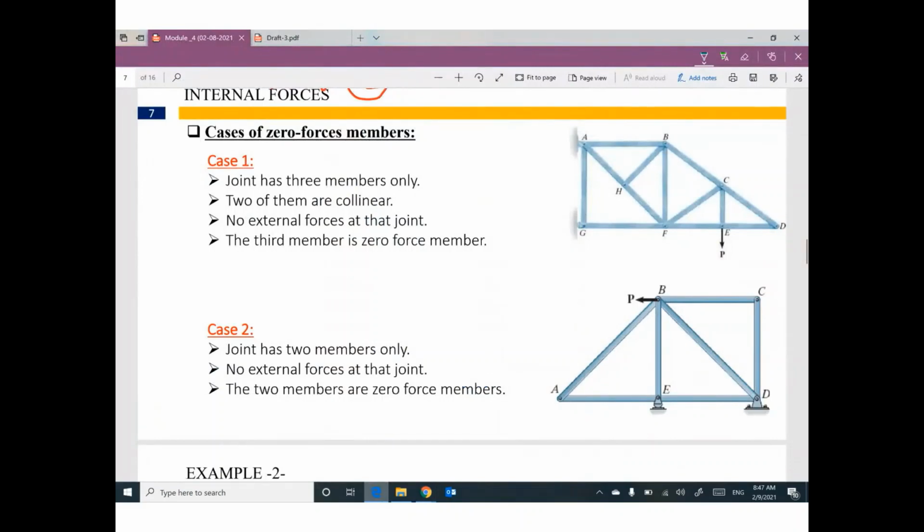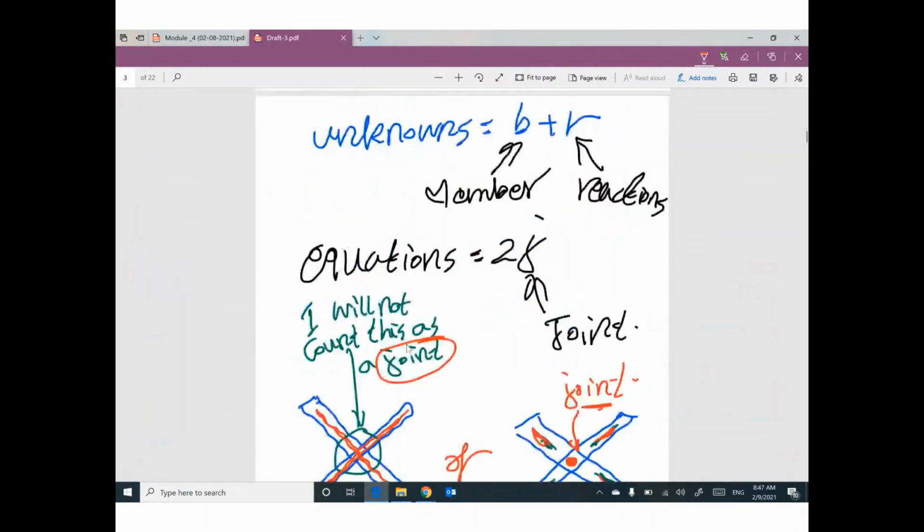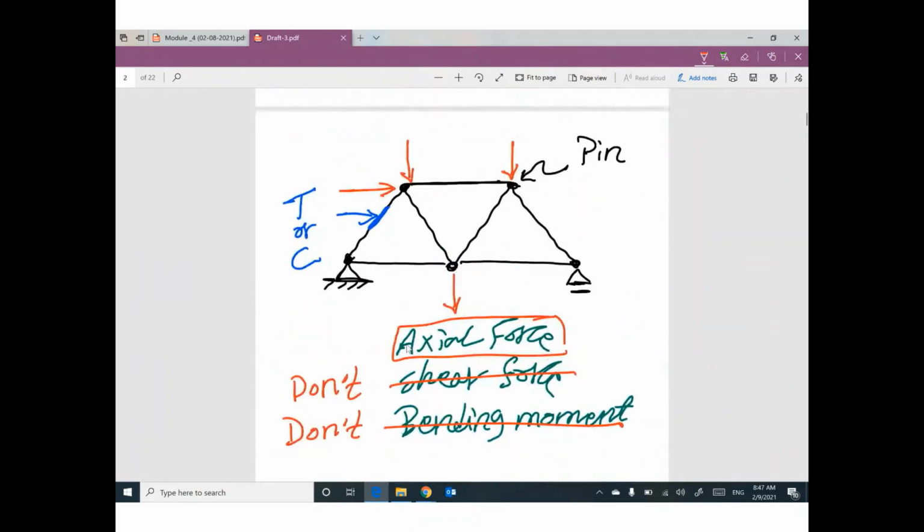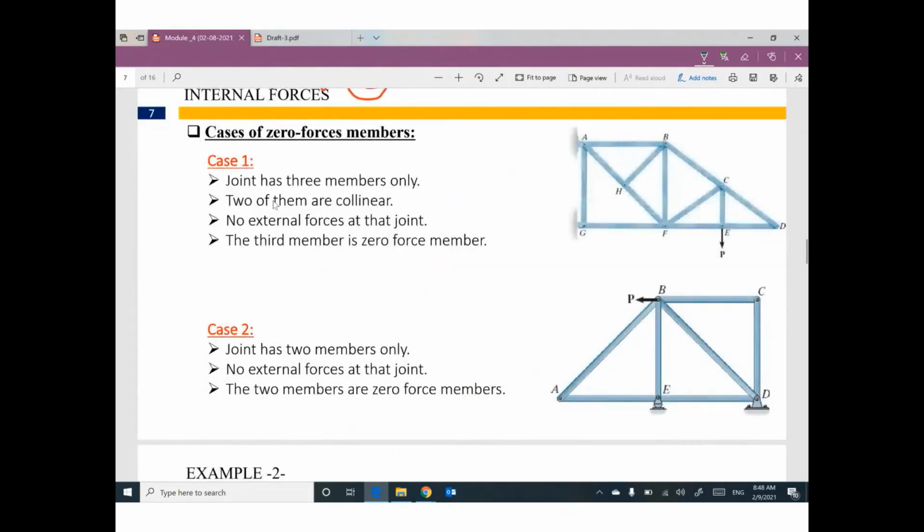Okay, just a reminder. I told you that for truss, we have only one internal force, which is called axial force. We don't have shear, we don't have moment. So we are looking for what is the value of the axial force in this member, or this member, or this member. And is it tension or compression? Okay? Sometimes we have members where the internal force or the axial force in these members are 0.